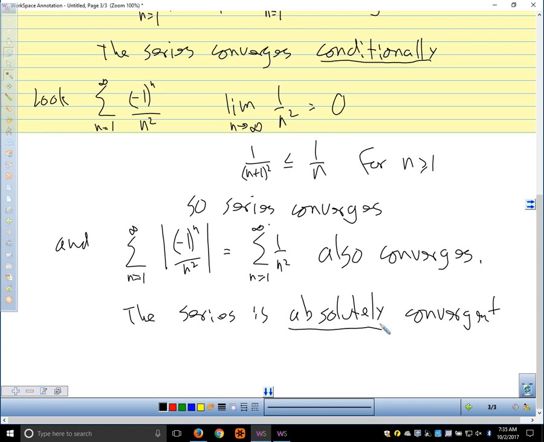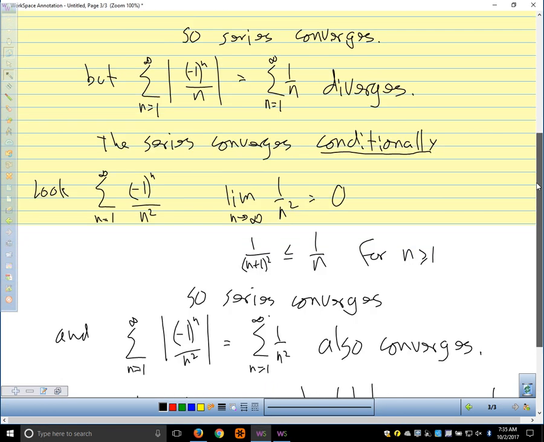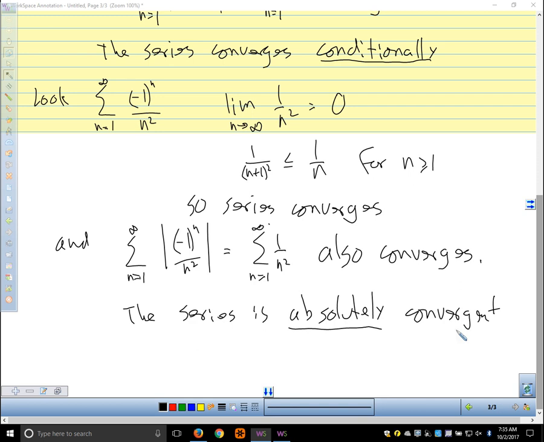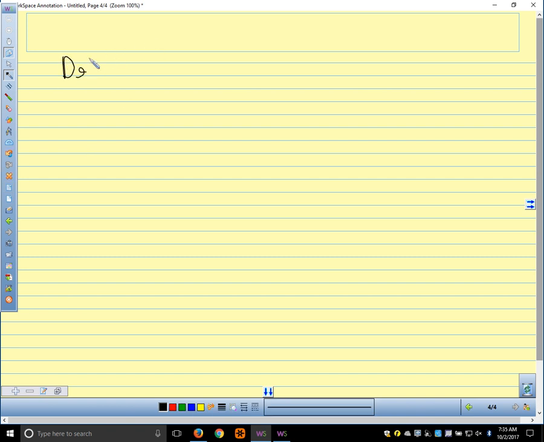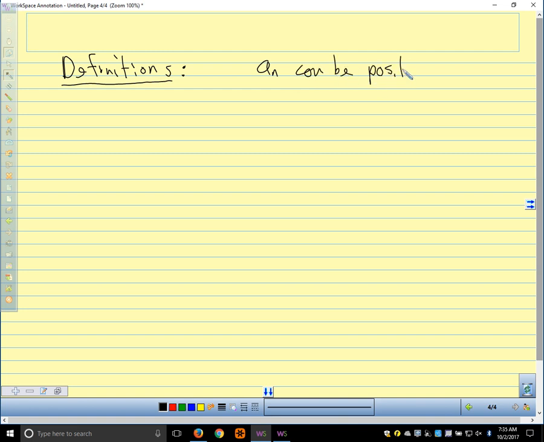So let me make those definitions a little more formal. Interesting things happen when we get conditional convergence. Absolute convergence is nice because it gives us another tool to work with. So we're going to say our definitions, just so we make this clear. And I'm going to say here a sub n can be positive or negative. So here I'm letting the sign change with the entire term.